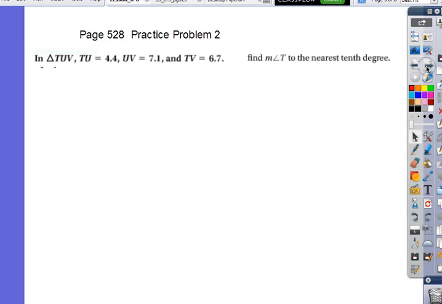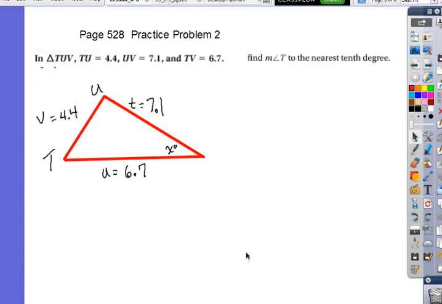All right. So now I want you to practice one. So we've got about 6 minutes of class time left. I'm going to let you practice it for about 4.5 minutes, and then I'm going to work it real quick. All right, so this is the exact same triangle with the exact same numbers. However, we're finding a different angle. So the angle that we're going to find on this one is angle T.